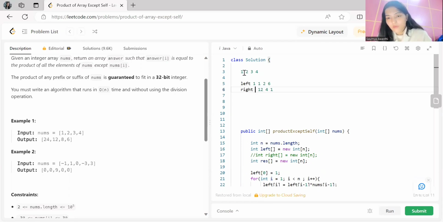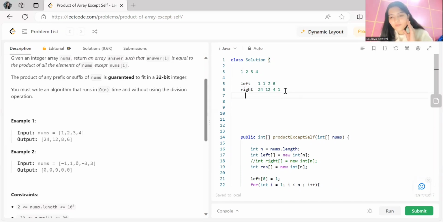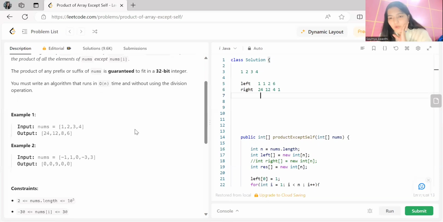Now likewise we will hop on to this particular position. What is the element at nums of i plus 1 position? That is 2. And what is the element at right of i plus 1 position? 12. 12 into 2, 24, we will keep. This complete array we have got from the right side. So now we have our left and right arrays ready with us. Now, if you just have a look at it.